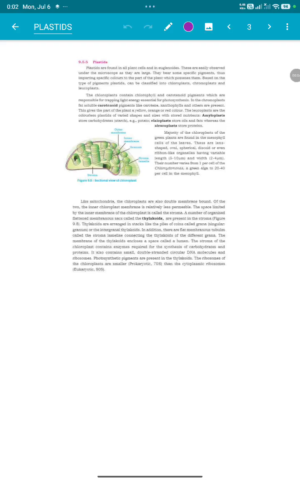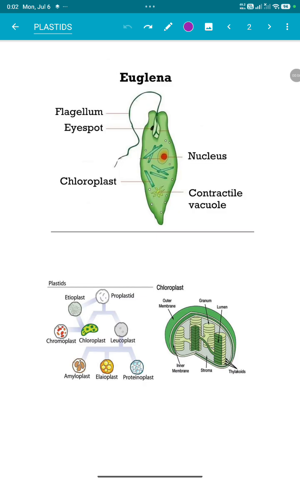Plastids. What are plastids? Simply, plastids are used for storage. That's it. One of the categories of plastids is storage.